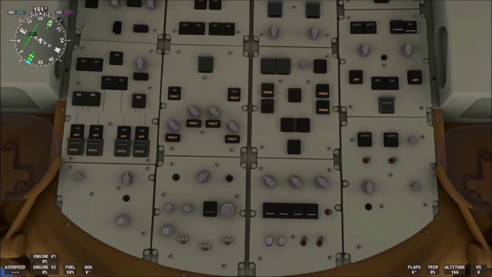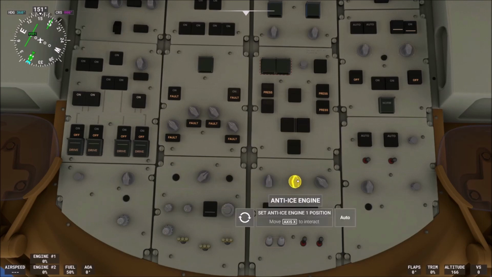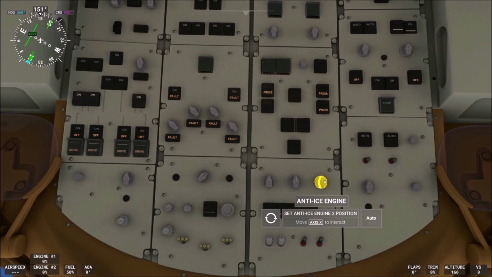the second. We continue with the anti-ice system. These 3 knobs here, all these 3 you set to the auto position, surprisingly, not to the on position, to the auto position. Here you see there are 2 positions, auto and on, so you set them to auto. This is the anti-ice of the engine. So all 3 here are set to the auto position.